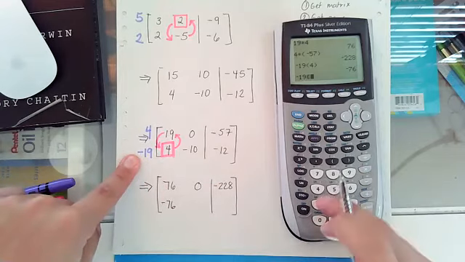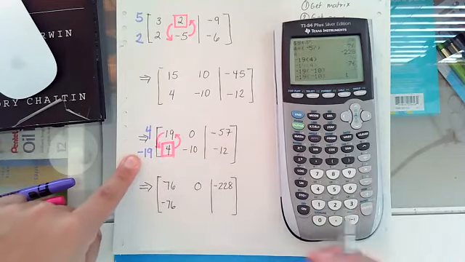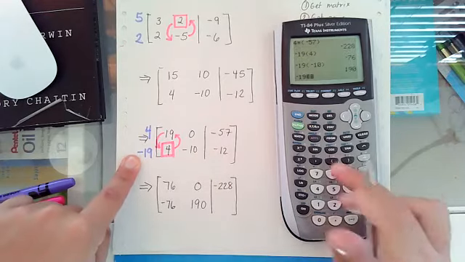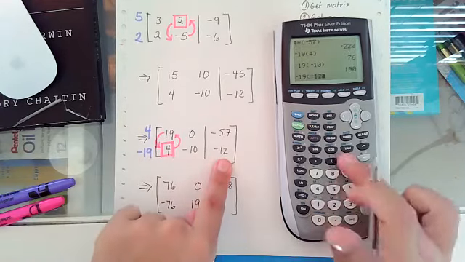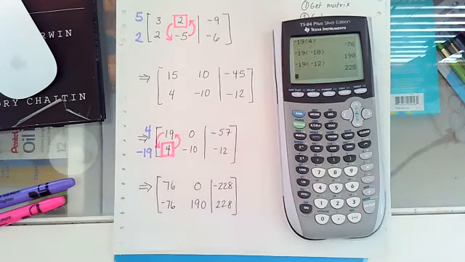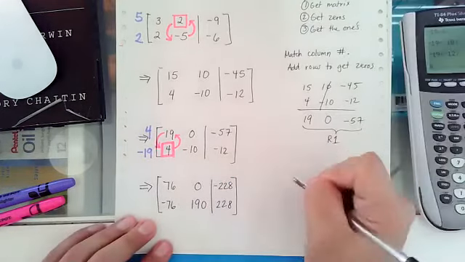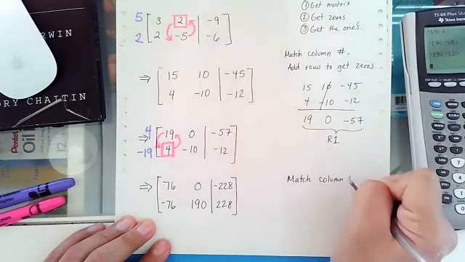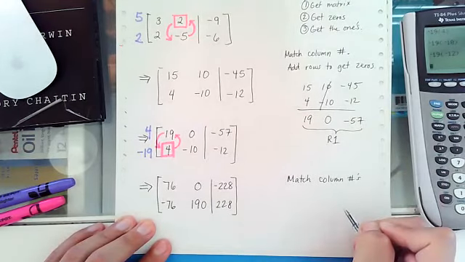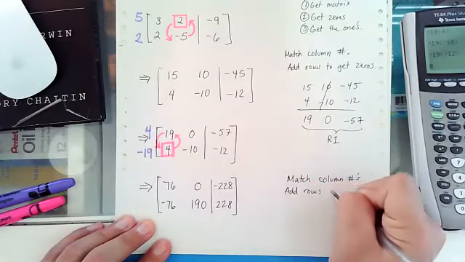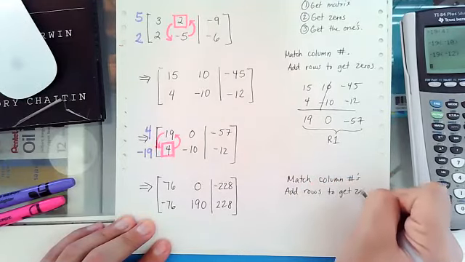Negative 19 times negative 10. Be careful with your signs. That should be a positive 190. Negative 19 times negative 12 should be a positive 228. So we match the column numbers, and then we add the rows to eliminate or to get the zeros.